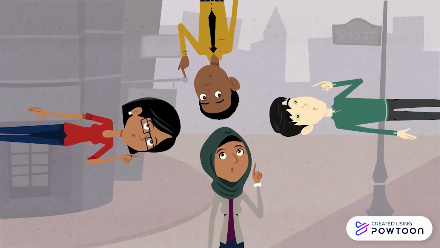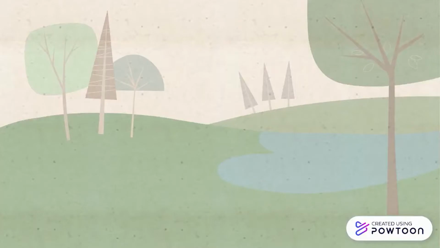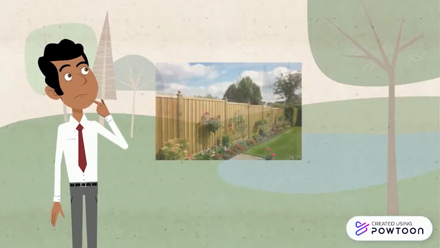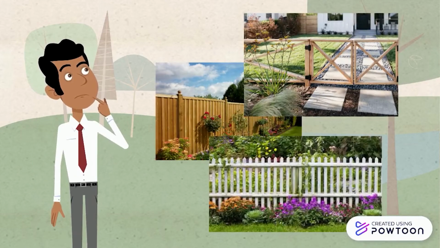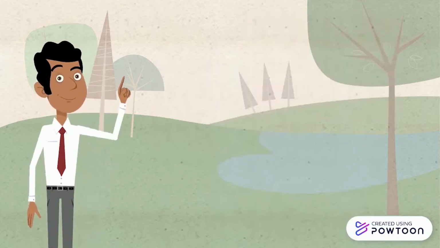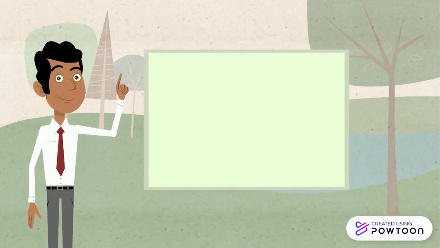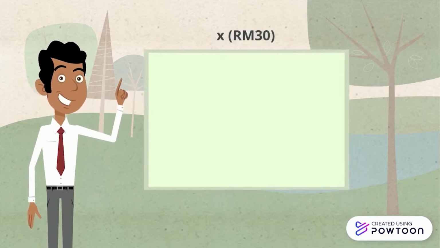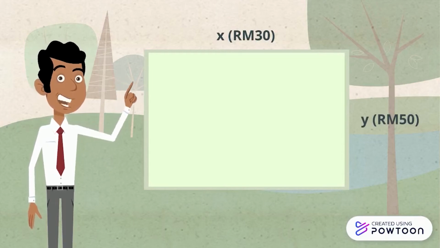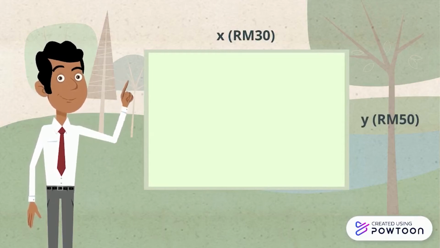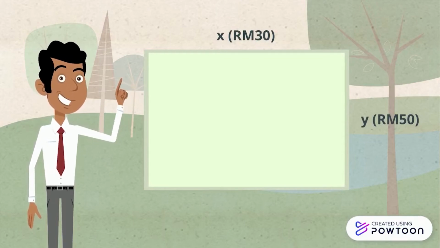Let's discuss an example. Encik Mutu is a gardener. He plans to enclose a rectangular garden. The fencing costs 30 ringgit per meter for two opposite sides and 50 ringgit for the other two sides. The rectangular garden has an area of 84 meters square. Find the minimum cost of the fencing.